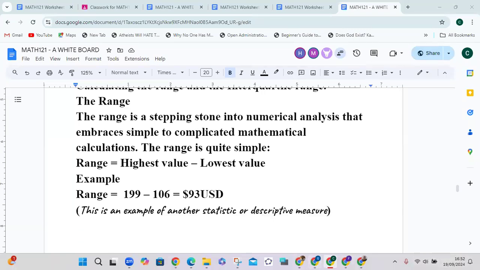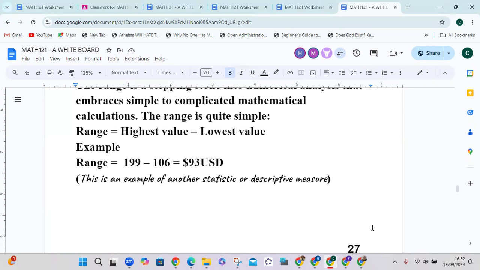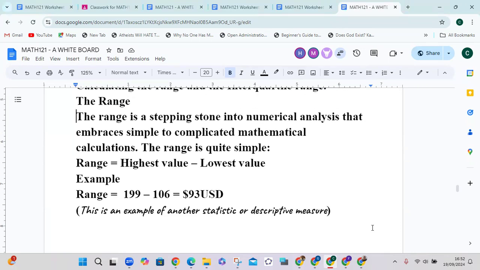Here on the whiteboard on page 27, you can see that the range is a stepping stone into numerical analysis that embraces simple but complicated mathematical calculations. The range is quite simple. The range is the highest value minus the lowest value. It's the difference between the highest and the lowest. So in this example, the highest value must have been 199 and the lowest value must have been 106. So the range is 93 in this example.